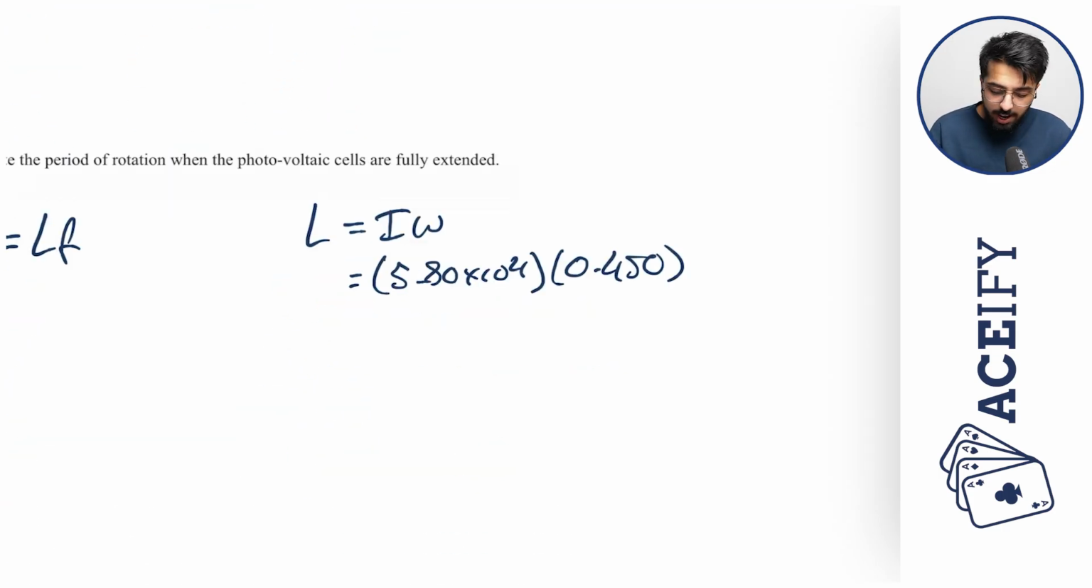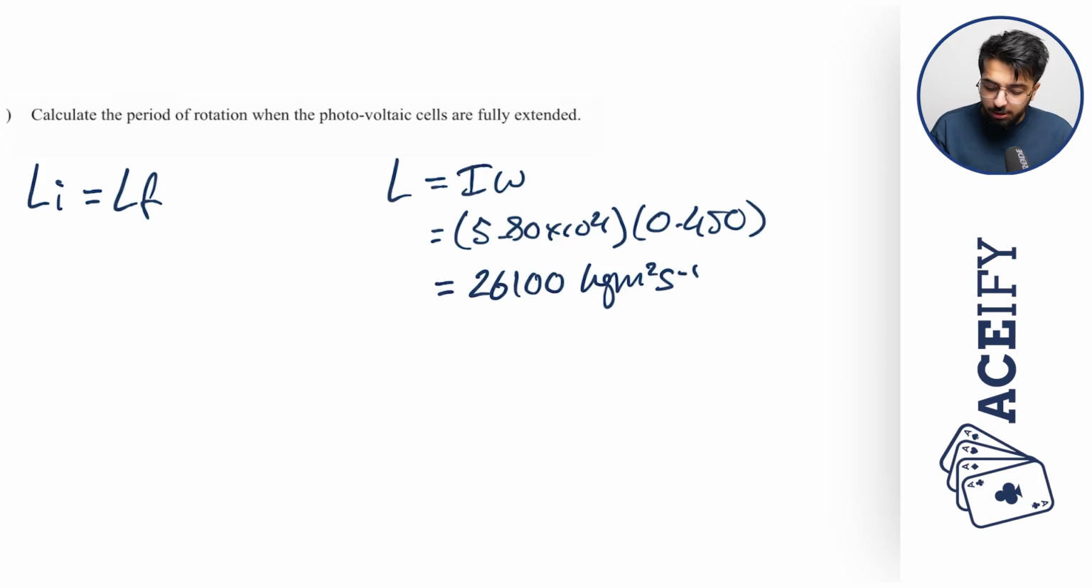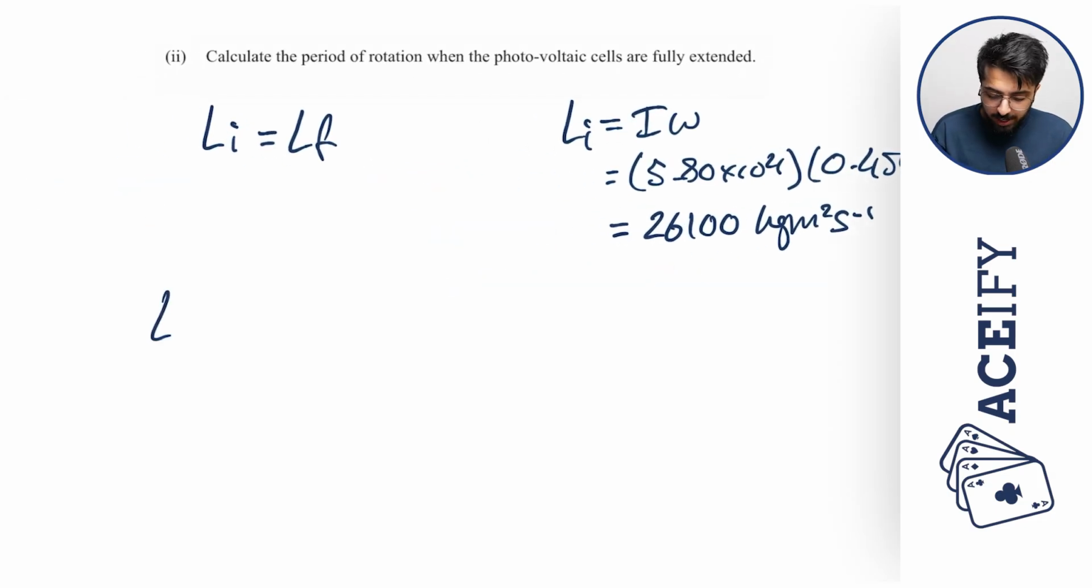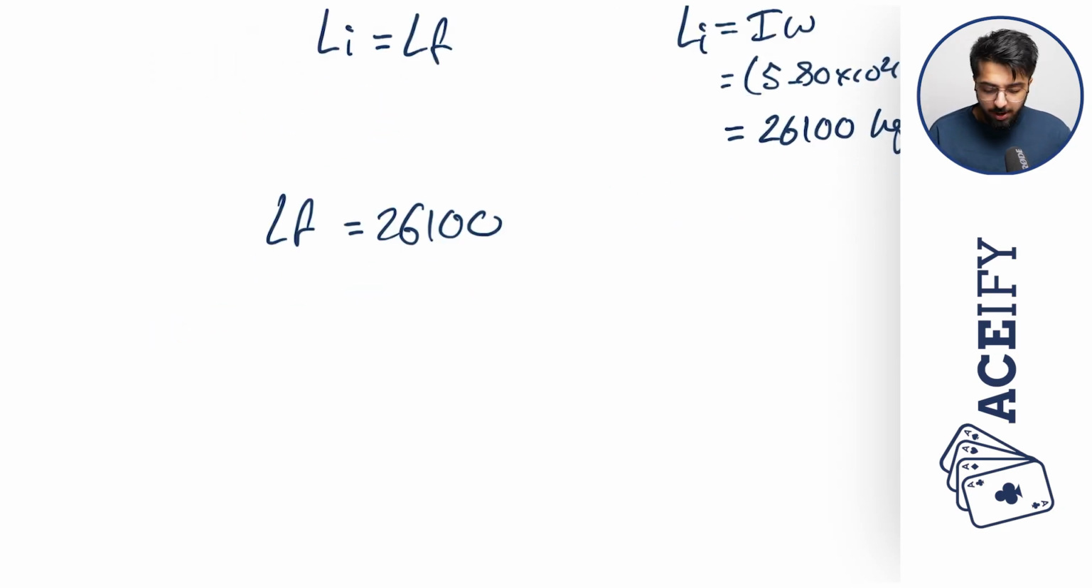And this gives an angular momentum of 26,100 kg meters squared per second. So if this is our angular momentum initially, then our angular momentum finally must be equal to 26,100. Now, we know our angular momentum finally is given as I omega, so we can label this as our rotational inertia finally and our angular velocity finally, and that's all equal to 26,100.